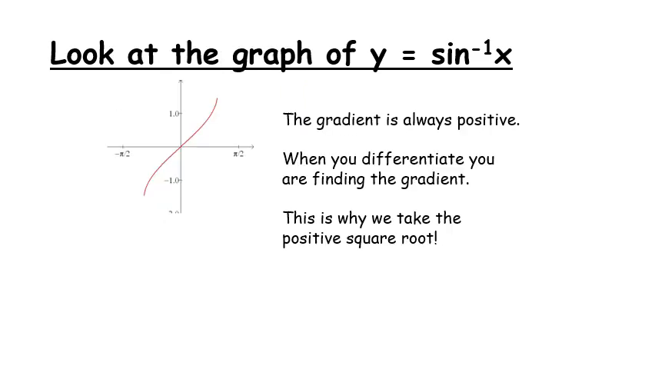So this is the graph of the inverse sine of x. So you can see from the graph that it's always going upwards. The gradient along the graph, wherever you choose a point along this graph, the gradient's always positive. So I think that's the simplest way of explaining why we've taken the positive square root. It's because the gradient of this graph is always positive.